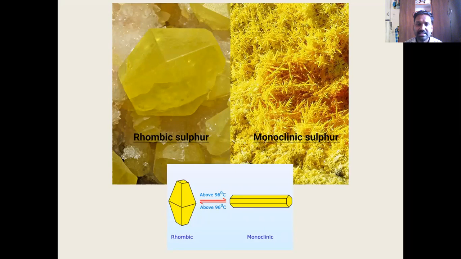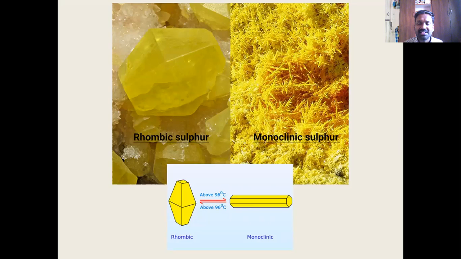So at what temperature does the rhombic become monoclinic? 96 degrees Celsius. This is called the transition point of sulfur. That means above 96 degrees Celsius, monoclinic sulfur exists. Below 96, rhombic sulfur exists. This can also be found on the phase diagram. At 96 degrees Celsius, you would have a phase transition. Okay. Of course, this is for 1 atmospheric pressure. You have a phase transition at 96 degrees Celsius. This is evident on the phase diagram also.